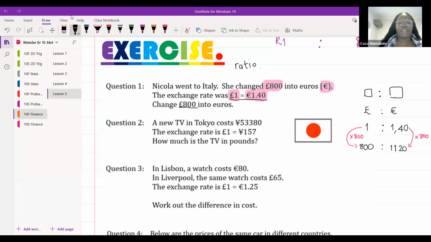Now, I want you guys to be very careful when reading the question, because the question says, change the pounds into euros. Good, that's it, Mawande. So what we actually need to do at the end when we write our answer is write it with the euro sign: €1,120. Because if we forget the euro sign, they don't know whether you've calculated in pounds or in euros. Okay, so you need to be able to do either of those.